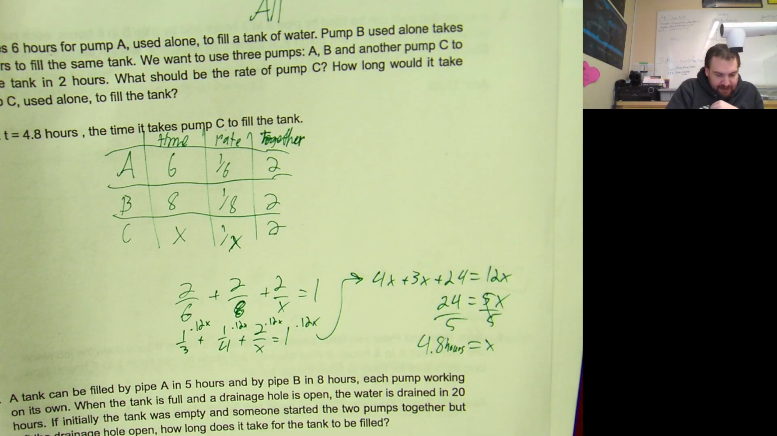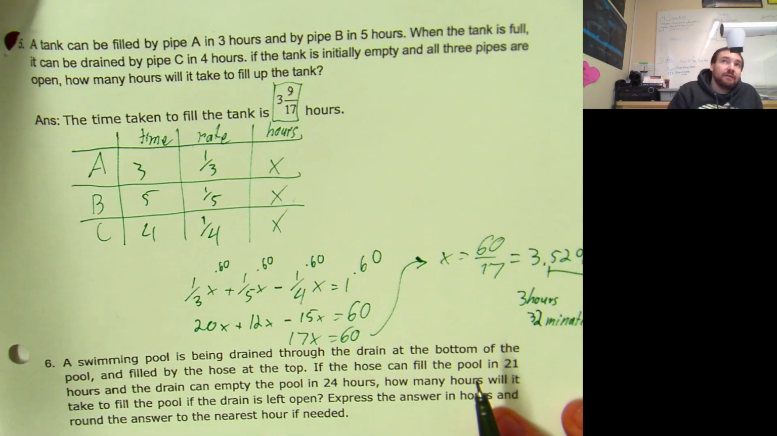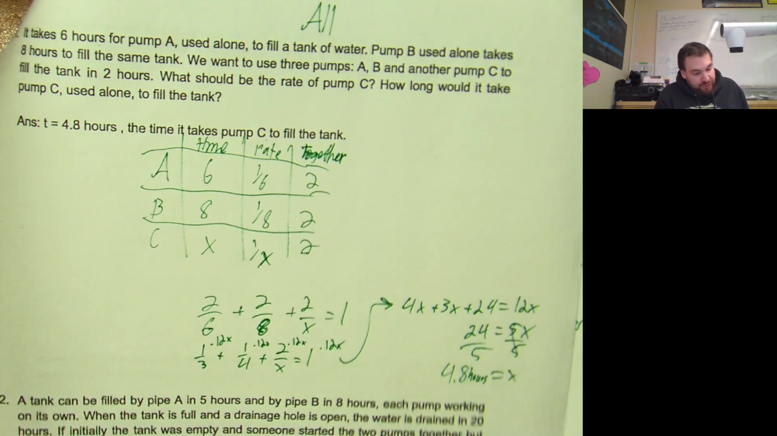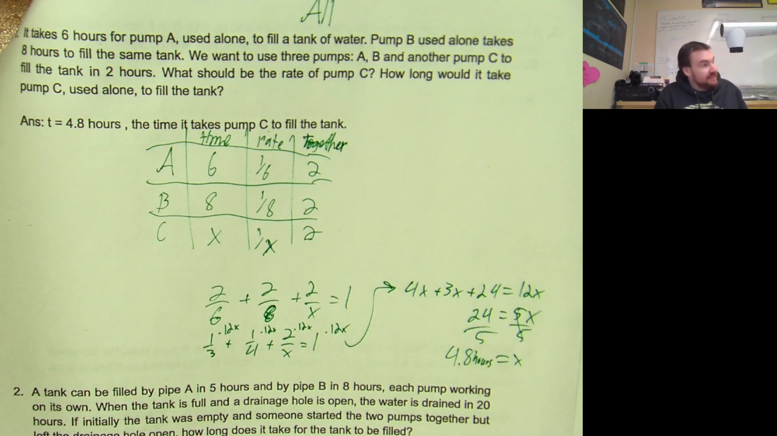A tank can be filled by pipe A in 5, B in 8. When the tank is full and the drain is open, the water can drain in 20 hours. If initially the tank was empty and the two pumps together and the drain hole left open, how long would it take? Did me going through question 5 make sense? Question 2 is exactly the same thing. The only difference is it's not pipe C, it's a drain.